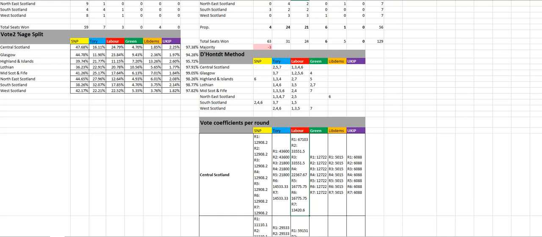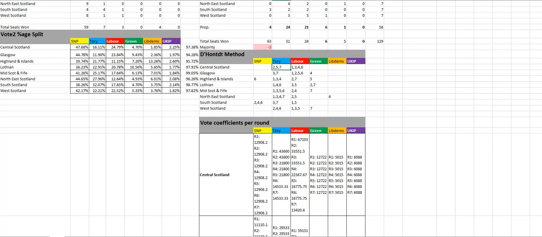So, given the start of round 2, SNP again, they didn't move, 12,908. The Tories were 43,600. Labour 33,500 and odds. Greens again, they've kept their same value. So the winning party for round 2 was the Tories.